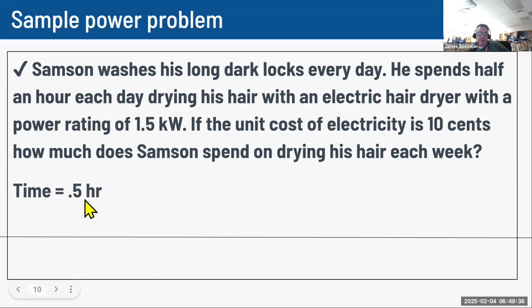So our time is 0.5. I neglected to take into consideration the week on here. So he's doing it half an hour a day. We need to multiply this times 7, right? So that would end up being 3.5 hours for the week. So excuse me on that. So 0.5 times every day of the week. So 0.5 times 7. Power is 1.5, and the rate is 0.1.